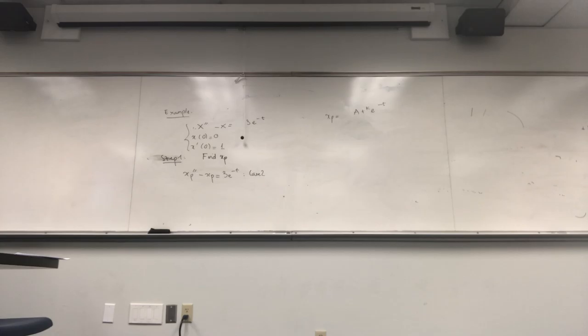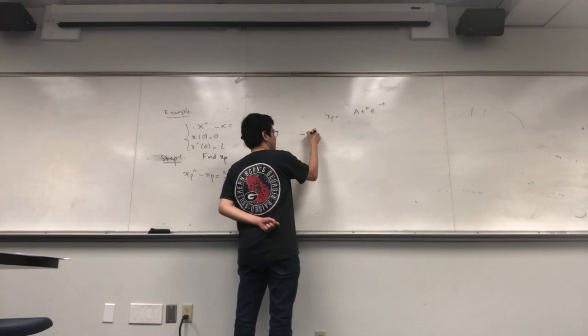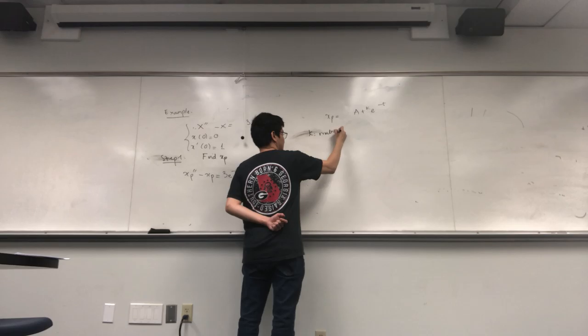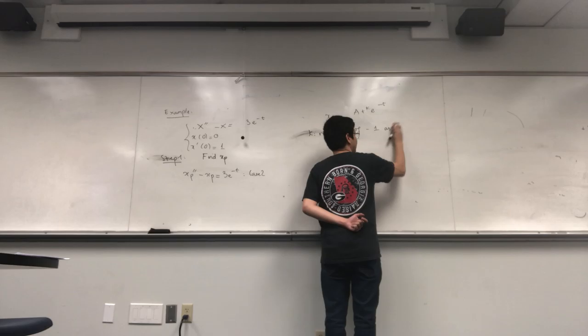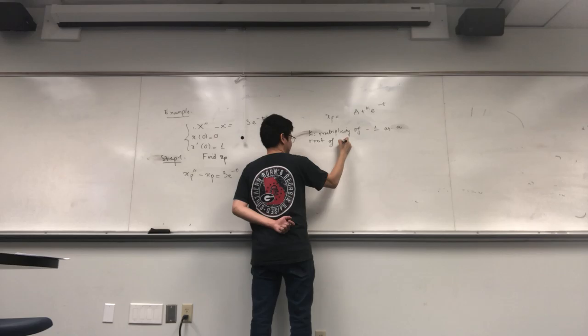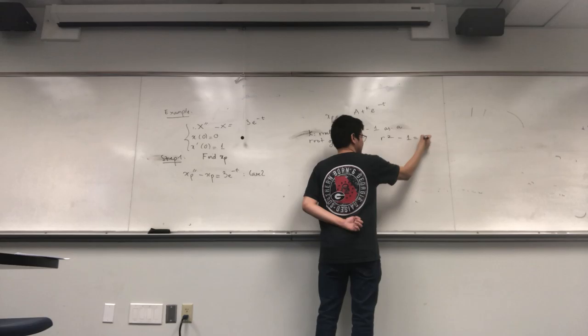Now, what is the k? Yes? The multiplicity of negative 1 as a solution of the characteristic equation. So k is the multiplicity of minus 1 as a root of the equation r squared minus 1 equal to 0. Right, so this is the characteristic equation of the equation.